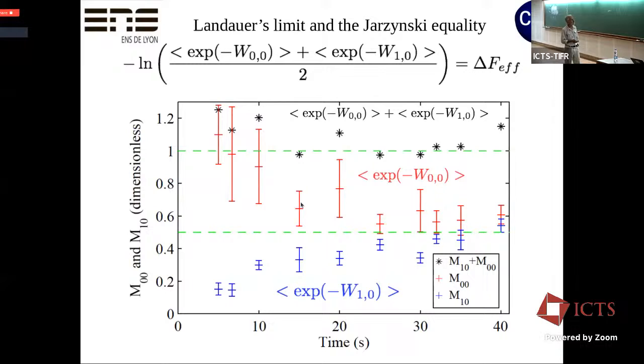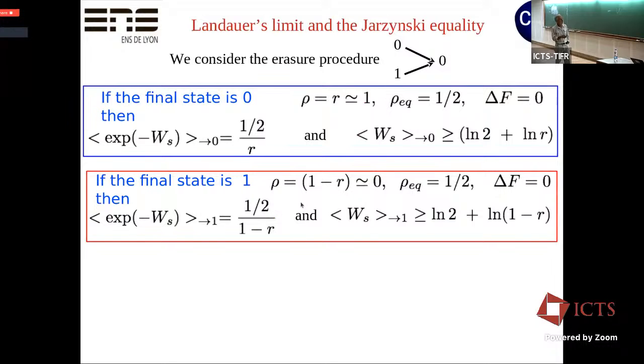You can do this experimentally, and of course the statistical errors are very big, but you see that indeed the sum of the two, the work W00 plus the work W10, goes around 1. And then, okay, let me do the other case. I will show you the connection between the Jarzynski equality and the Landauer bound.